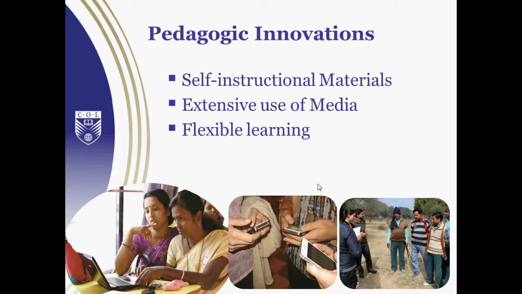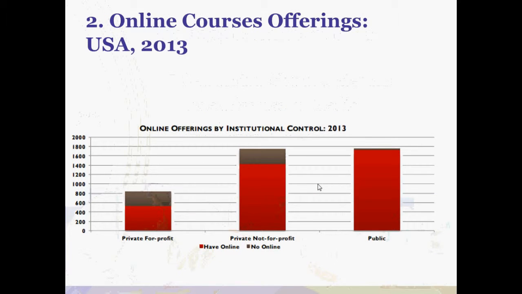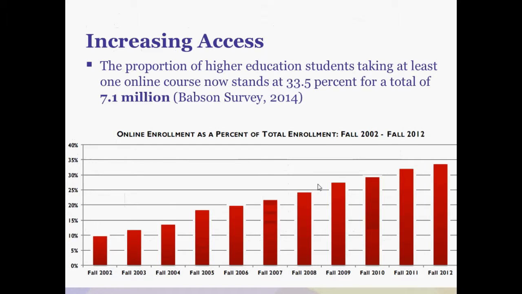With more access to technologies, there is an increasing trend towards online learning, especially in the developed countries. In fact, in 2013, almost all public and private universities in the US offer online courses. In 2013, over 33% of all higher education students were taking at least one online course, and you can see this growing trend. So the next question you'll ask is, what of quality?